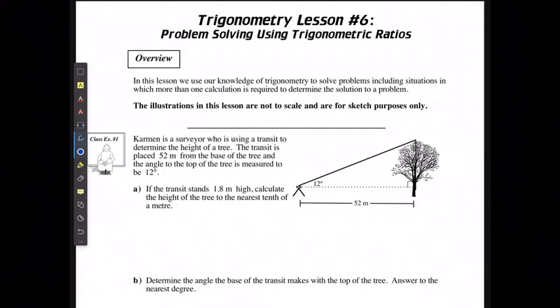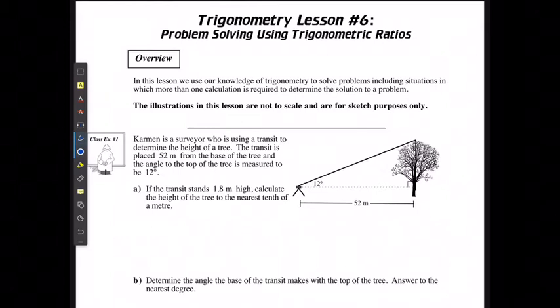Okay, for lesson 6, we're going to use what we learned in 3, 4, and 5 in order to do some problem solving. So remember that the illustrations are not to scale. It would be the same thing on your tests and assignments, and they're just to give you a rough visual representation of what is taking place here.